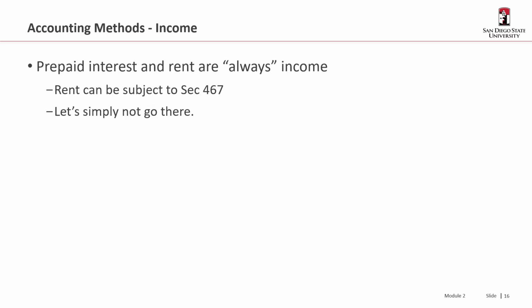Okay, so a few exceptions, because you know how tax is. There are always a few exceptions. Prepaid interest and rent, those are always income. You get no advance payment deferral on either of those items. Now, rent has some really funny rules under Code Section 467. Those are beyond the scope of this course. I teach those in the graduate course, so we're just not going to go there.